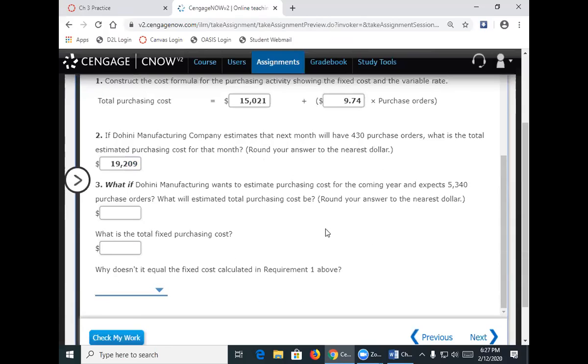So then, as you can see, the what if is the same as well. So we're still doing another whole year's worth. So I would do the same thing with my cost function for number 3. What if it was for the whole year and we expect 5,340 purchase orders? Well, we would take the 15,021 times 12 to get our total fixed costs plus 9.74 times 5,340.